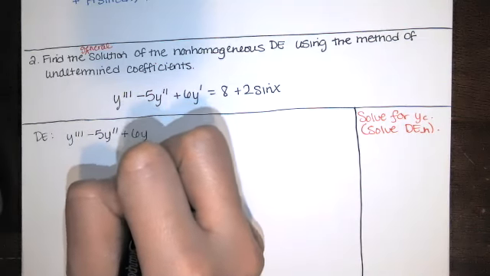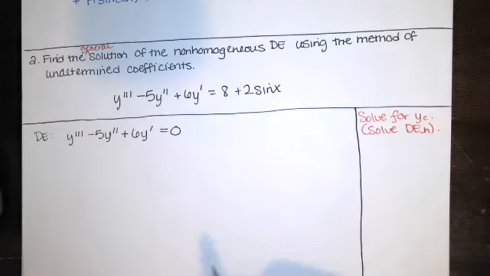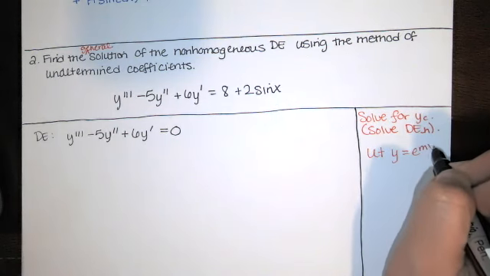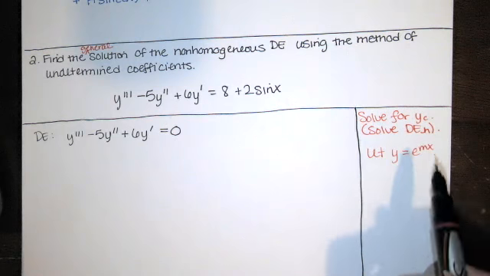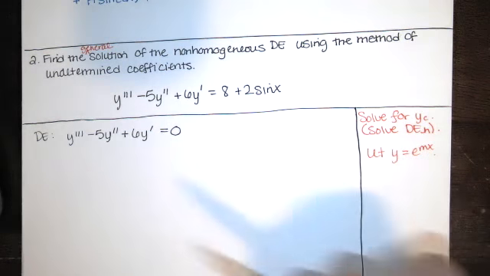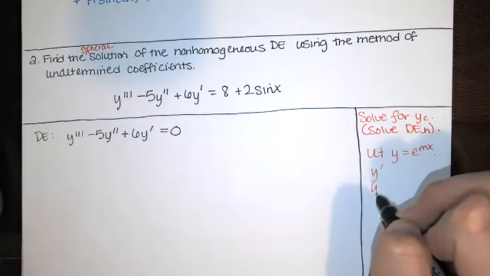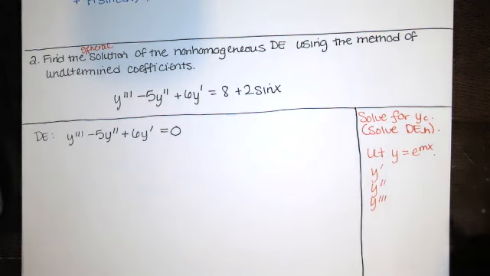On the left-hand side, but the right-hand side is 0. Since the corresponding homogeneous equation has constant coefficients, we're going to let y equal e to the mx, and then find the values of m that cause this function to satisfy that equation. Since it's a third-order differential equation, we'll take the first, second, and third derivative of that function, and then we'll substitute those into the differential equation.